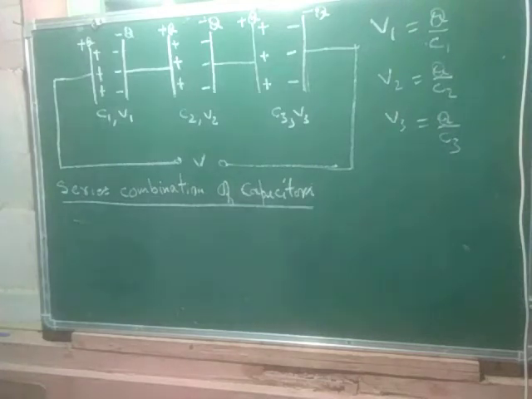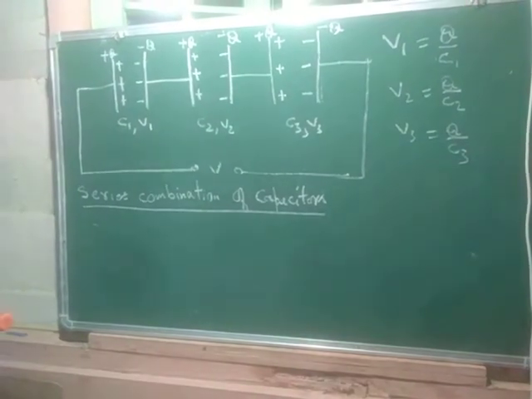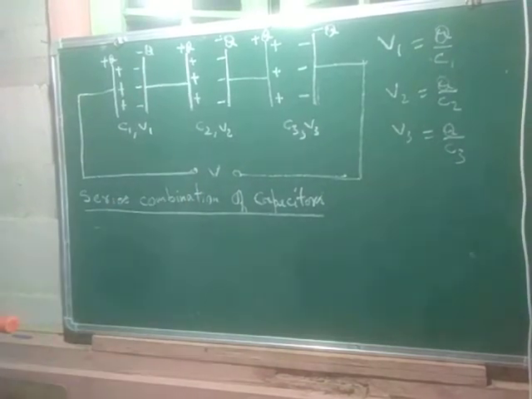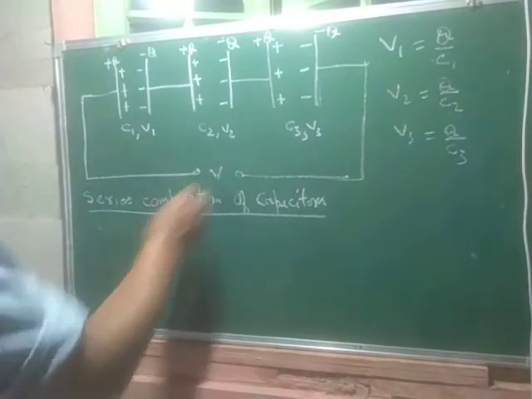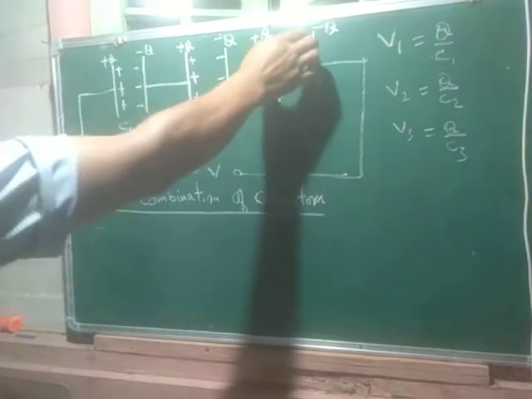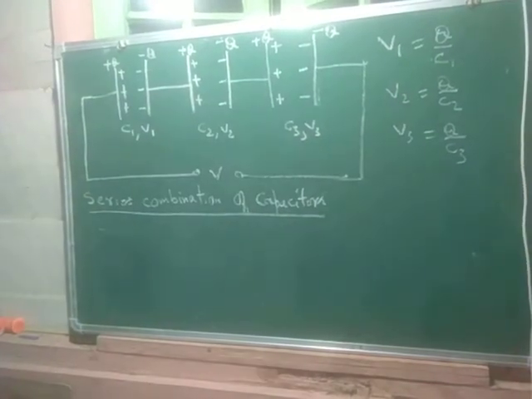Okay student, in this video I'm going to explain about the combinations of capacitors in series. So let us look at the arrangement first. As we can see in this figure, we have three capacitors: the first capacitor, second and third capacitors. So these capacitors are connected in series.